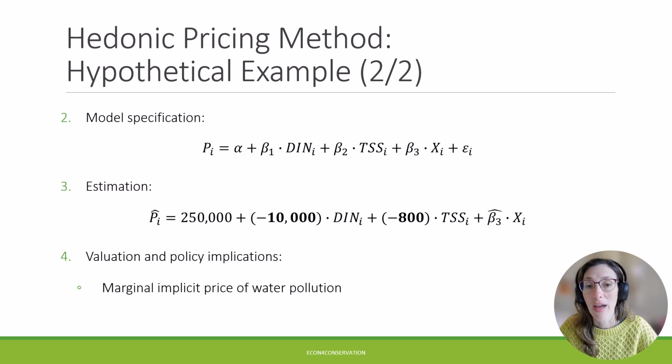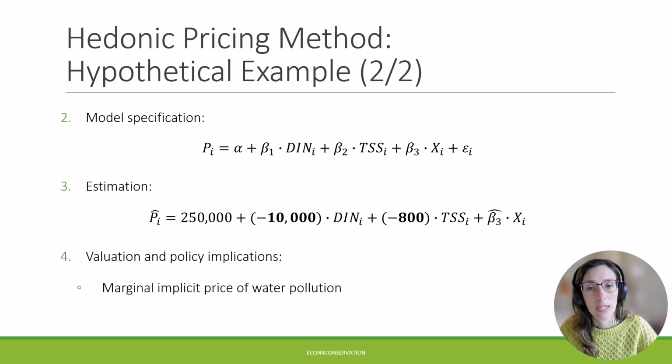X is a vector of other property and neighborhood characteristics, like the ones we mentioned before: size, age, number of rooms, etc. And alpha and beta are the regression coefficients that we want to estimate. And then we have the error term.